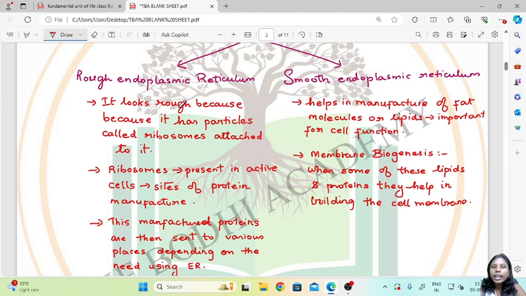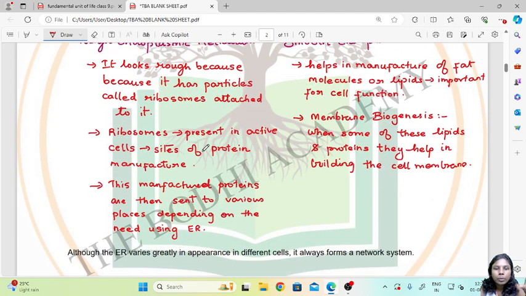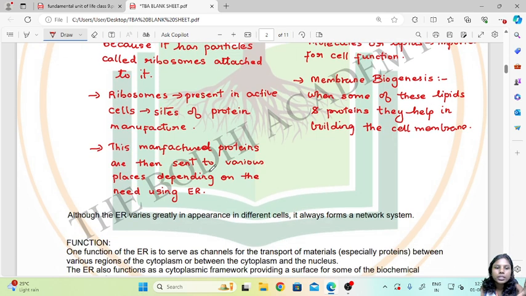That is the reason why it looks rough, because of these particles which are known as the ribosomes. Now what are these ribosomes? These ribosomes are present in all the active cells, and what they do is that they manufacture the various proteins. These manufactured proteins are then sent to various places depending on the need using the endoplasmic reticulum.